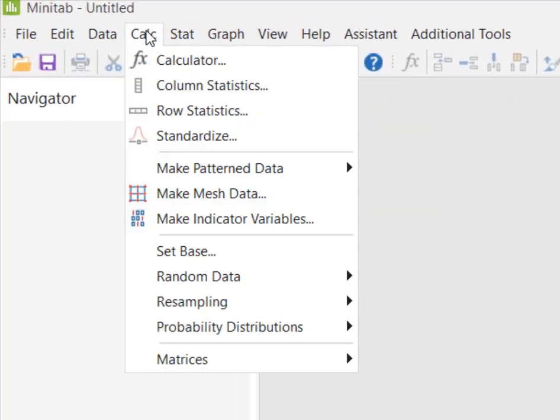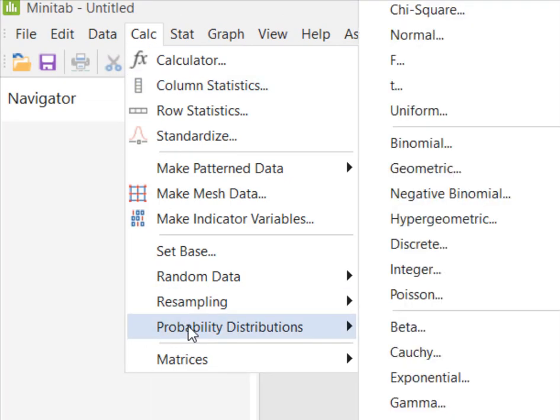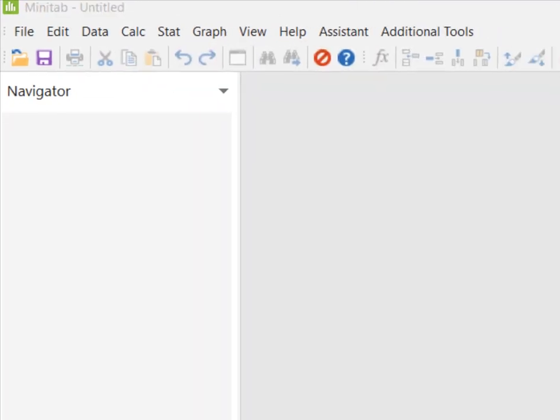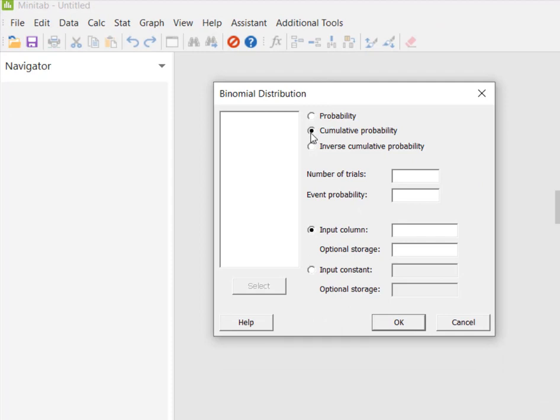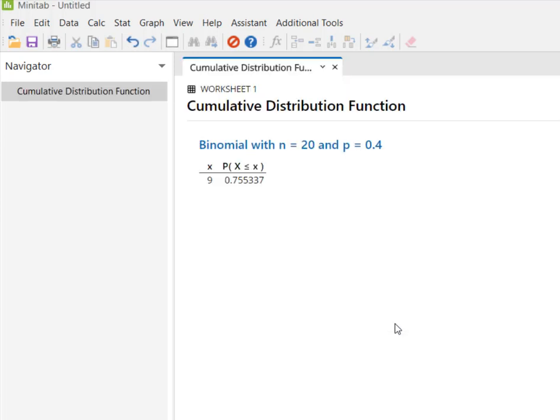So I'm going to come up to Calc, come to Probability Distributions, and go to Binomial. I want a cumulative probability because I want the sum of all the probabilities from 0 to 9. I had 20 dragons, or 20 trials. The probability of success, them breathing fire, was 40%. And my input constant, we said we were solving for less than or equal to 9. And then I say OK.